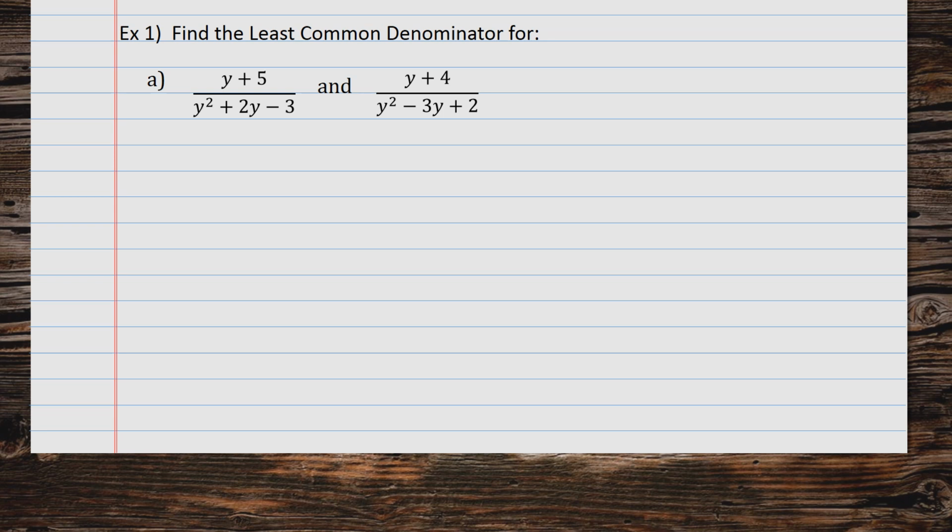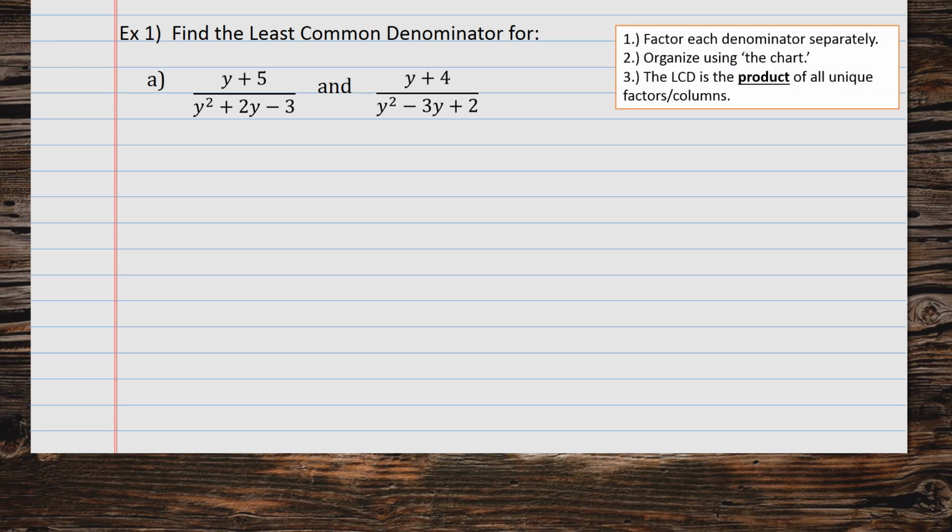Example 1. Find the least common denominator for problem A. We have the fraction y plus 5 all over y squared plus 2y minus 3 and the fraction y plus 4 all over y squared minus 3y plus 2. Here's the reminder of the steps that we are going to follow.